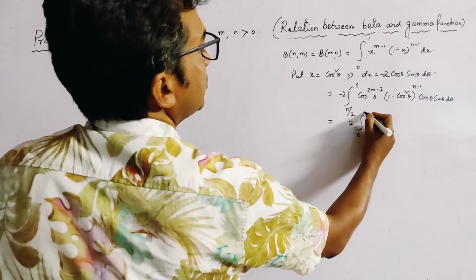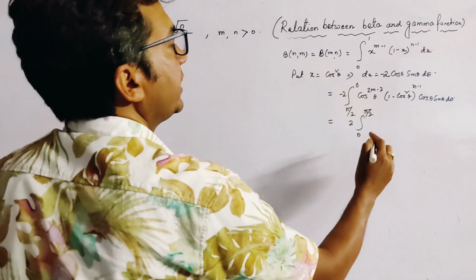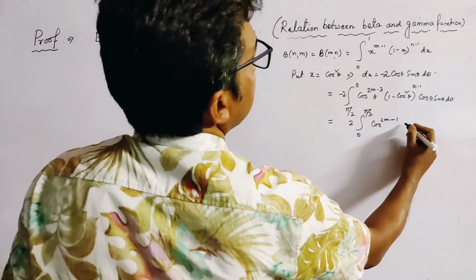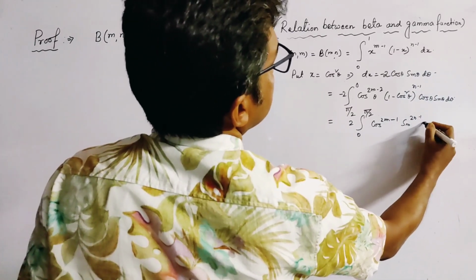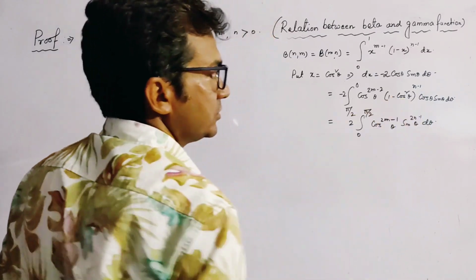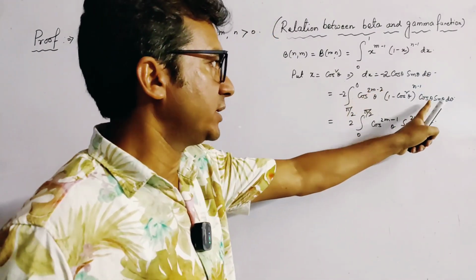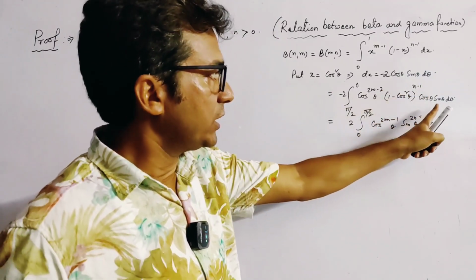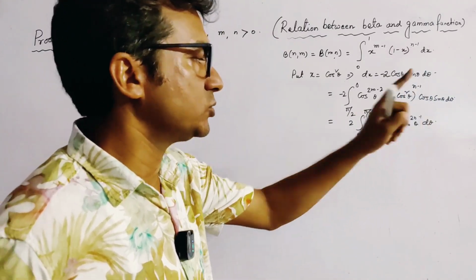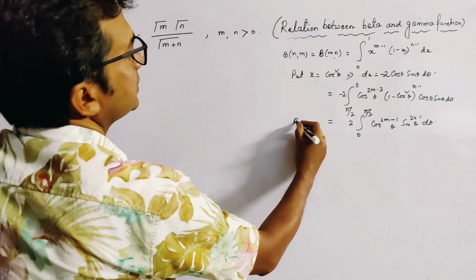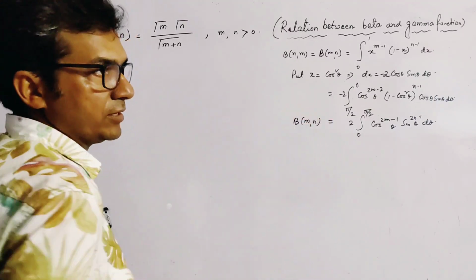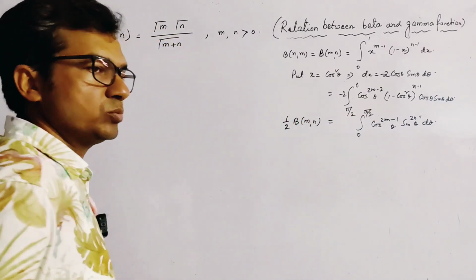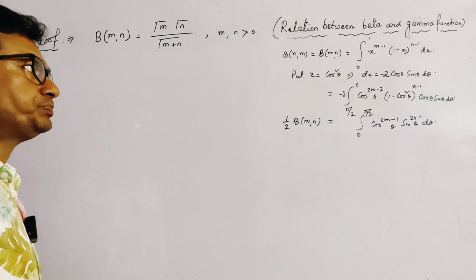Changing the range of integration as 0 to pi by 2 and cancelling the minus, we get cos to the power 2m minus 1 theta into sin to the power 2n minus 1 theta d theta, because this is cos to the power 2m minus 2 and this is to the power 1, and sin square theta to the power n minus 1 gives sin to the power 2n minus 2 plus 1, which is sin to the power 2n minus 1 theta. And this integration is beta(m, n) by 2, right? This is the first result.